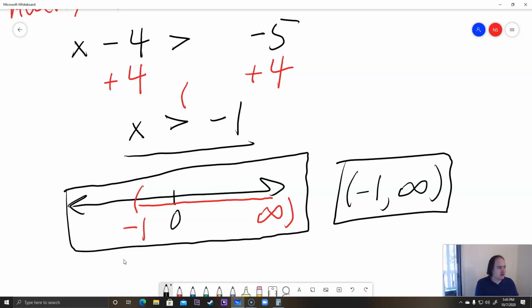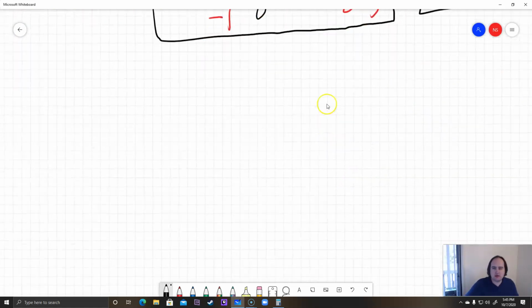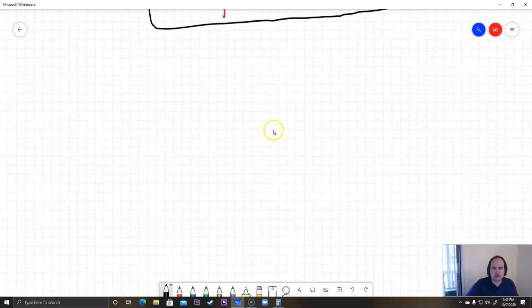Okay, so that's a little bit of a trickier problem because it had the additional parts where we're solving at the beginning. So let's see another one like that, but with some other tricks. Okay, so number 6.